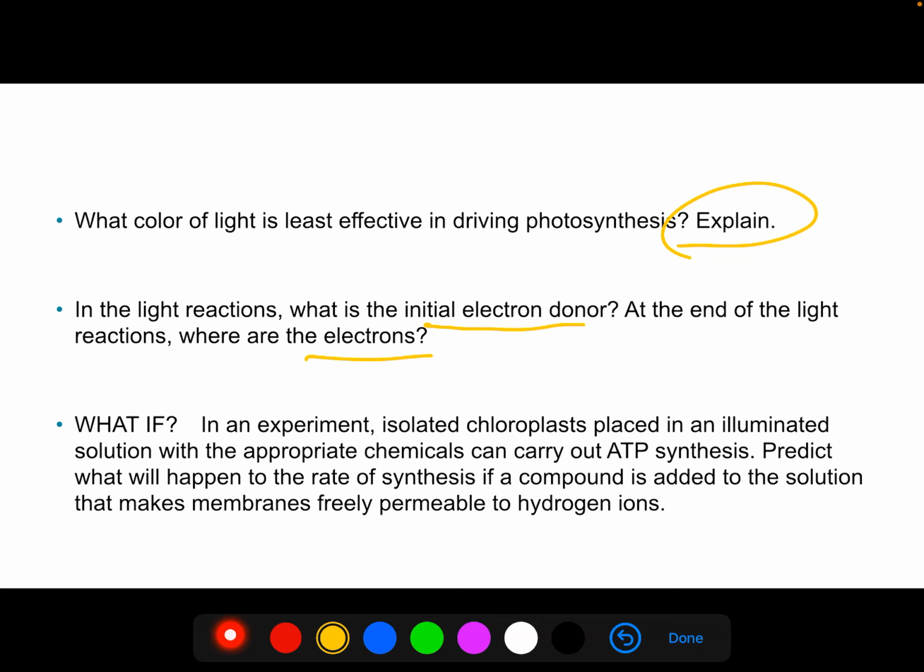And then a great last one, a little bit more challenging. In an experiment, isolated chloroplasts placed in an illuminated solution with appropriate chemicals can carry out ATP synthesis. Appropriate chemicals, okay. Predict what will happen to the rate of synthesis if a compound is added to the solution that makes membranes freely permeable to hydrogen ions. Okay, so that's a great question, because you've got to take the concept and something new is happening, and then you have to relate hopefully what you've learned and what you've been taking notes on, and go back and review. But what's going to happen if a compound is added that makes membranes freely permeable to hydrogen ions?